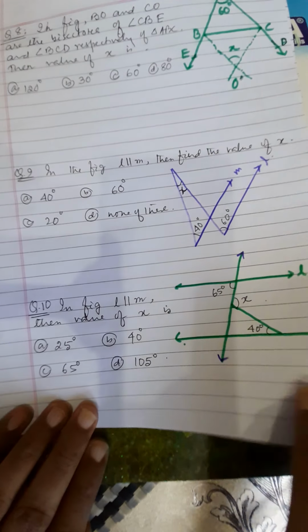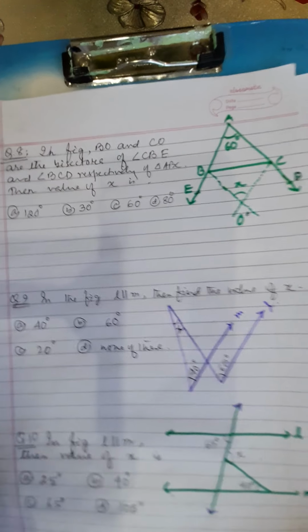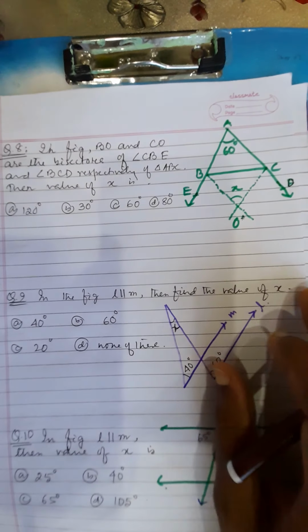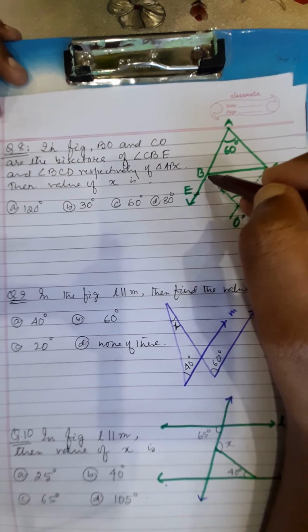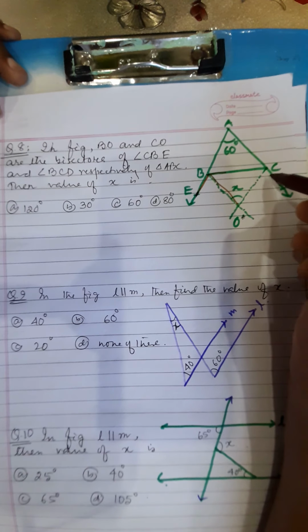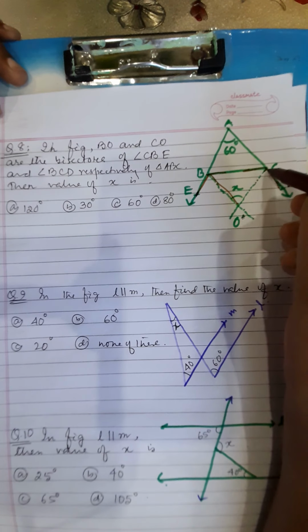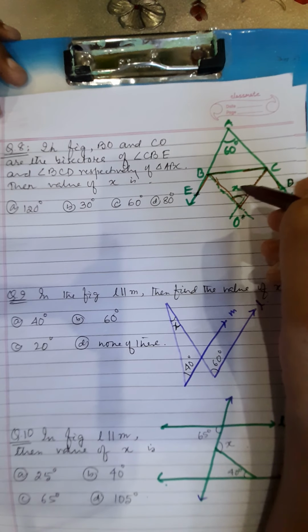Next question, see question number 8. What is given in question number 8? See, this diagram is given. BO is the bisector of this angle, and CO is the bisector of this angle, and they meet at this point, angle BOC. We need to find out this value x.